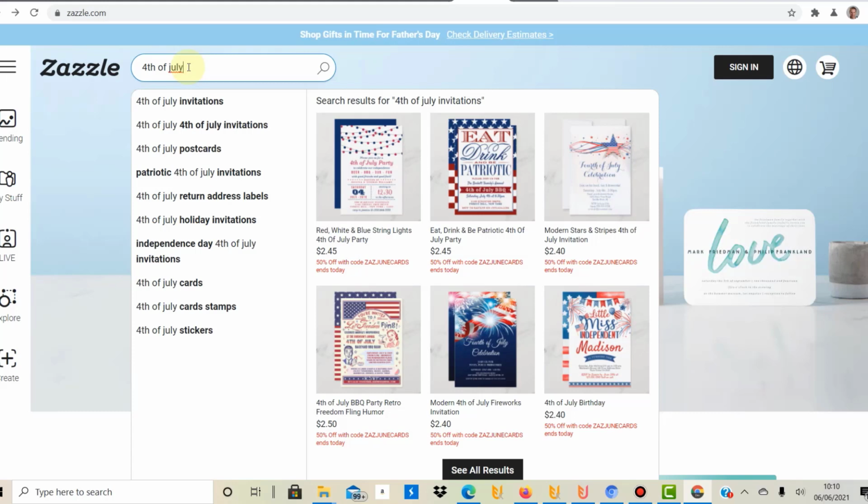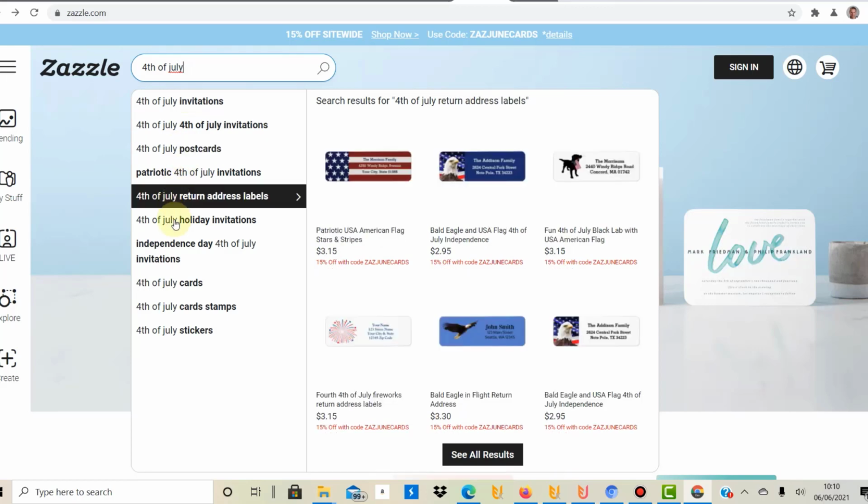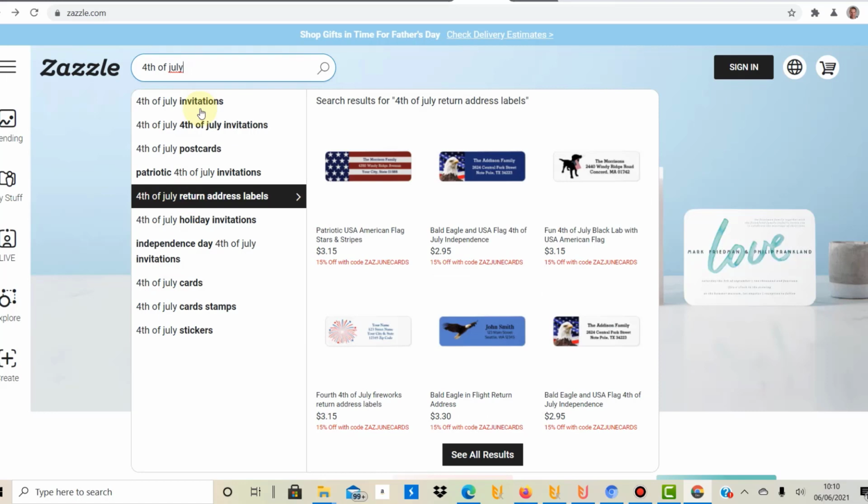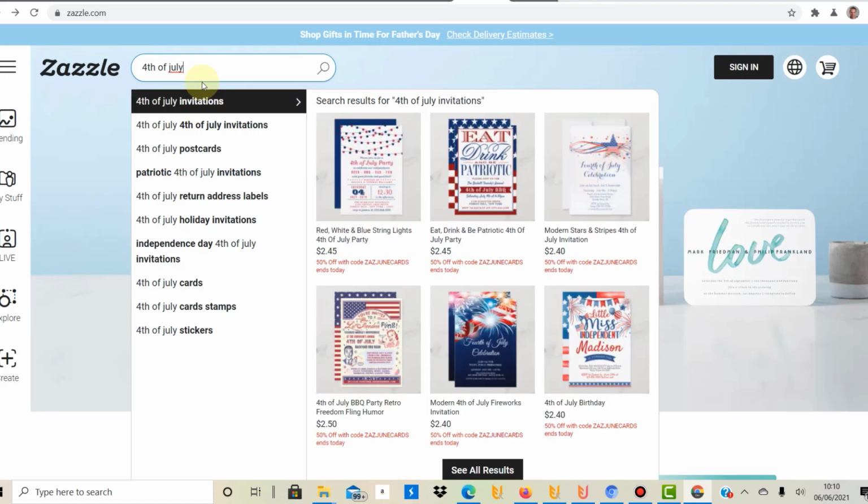So that's actually another way of identifying tags as well, but it works really well on Zazzle to identify the products that people want that design on, because here you can already see that many people are looking for 4th of July invitations, postcards. This is all the same. Cards, stamps, stickers. So you can definitely tell that many people are looking for 4th of July designs on stickers and postcards.